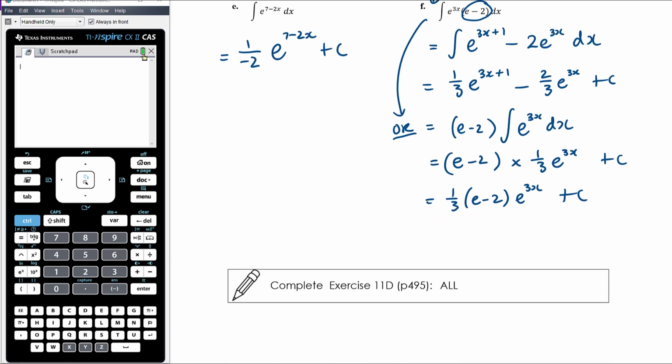Okay, work today practicing antiderivatives involving exponential functions is from exercise 11D.